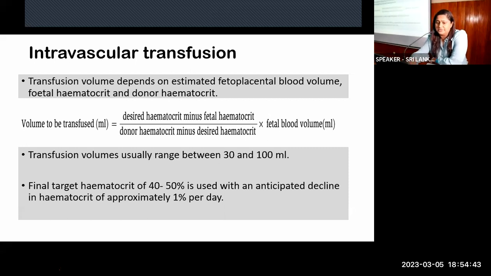We aim to transfuse volumes ranging between 30 to 100 ml, and the transfusion volume is calculated based on an easy formula, where we estimate it using the fetal placental blood volume at that particular gestation, fetal hematocrit, and the donor hematocrit. Our final target hematocrit is about 40 to 50%, and we anticipate, of course, a decline in hematocrit of about 1% per day.